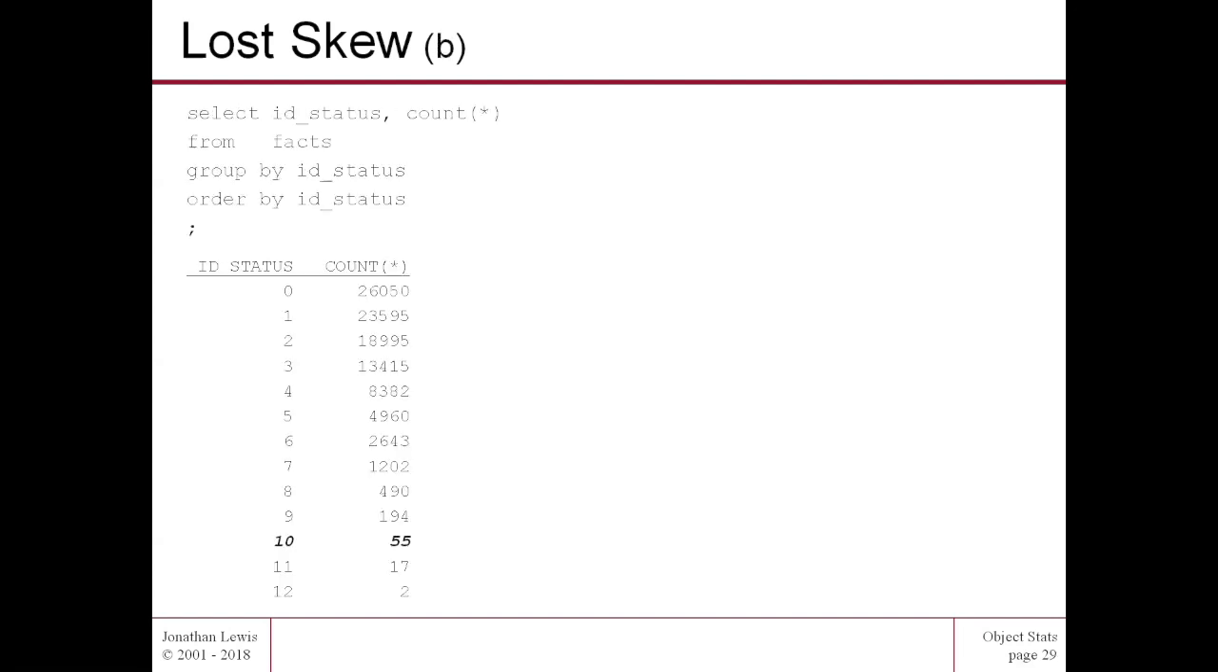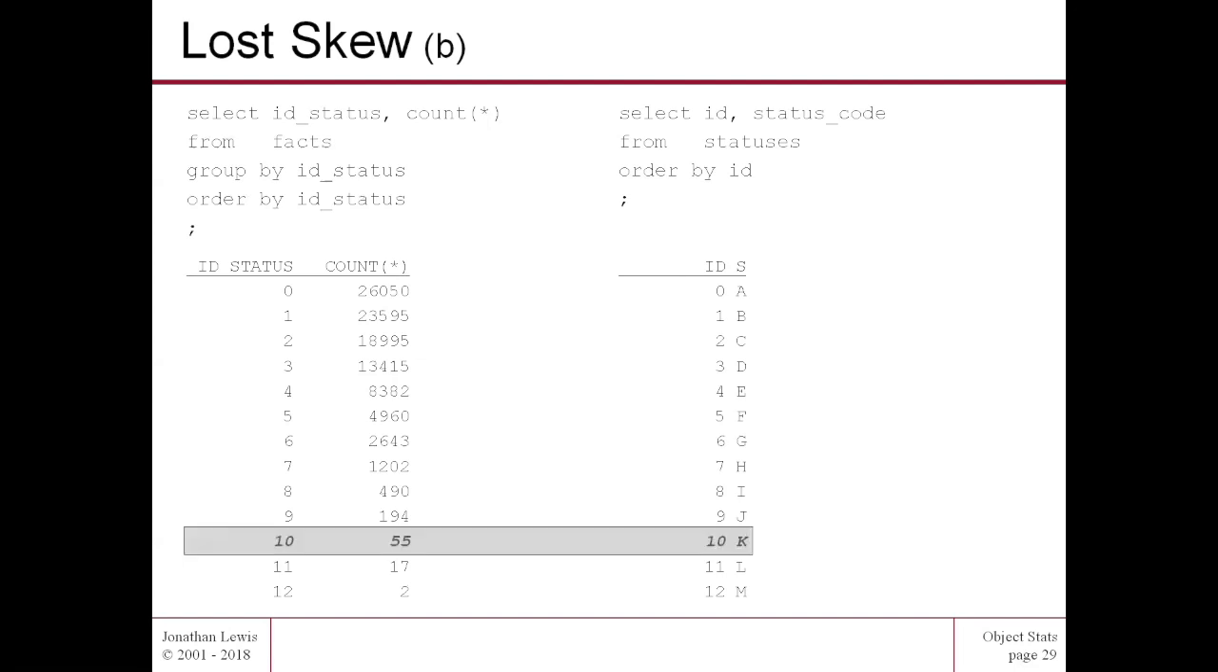So a quick check here to see what I've got. From the table which I've called my facts table, I've got an ID status travelling from 0 to 12, very large numbers of rows at the low end, the 0, 1, 2, 3, tapering off to just a couple of rows there at number 12. And in the corresponding statuses table here, I go from 0 to 12, so I've made that match. I go from A to M. And I've highlighted one row across the pair of them. Status 10 and status code K are the same thing. So if we ask for status 10 in the facts table, we should get 55 rows as the prediction.